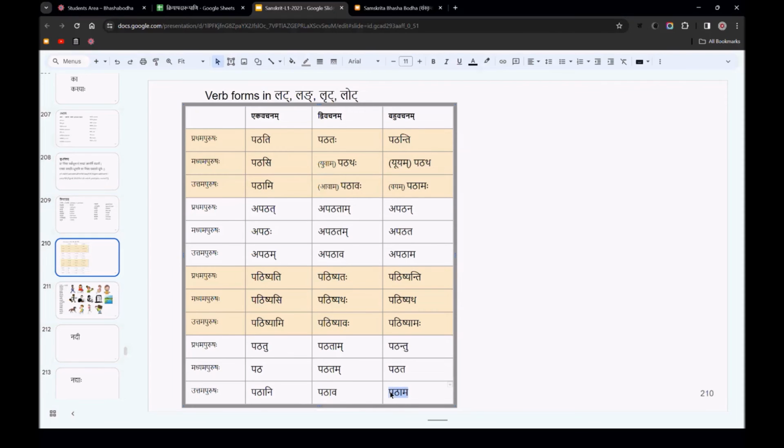Then you can use the bahuvachana form of aham, which is vayam. Vayam patama, we should read. That is a statement, or vayam patama kim, should we read? You can use it in dvivachana also, by using the dvivachana noun, which in this case is avam, two of us. Avam patava, we two should read. Avam patava.